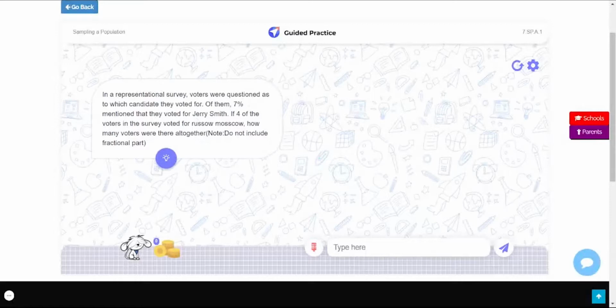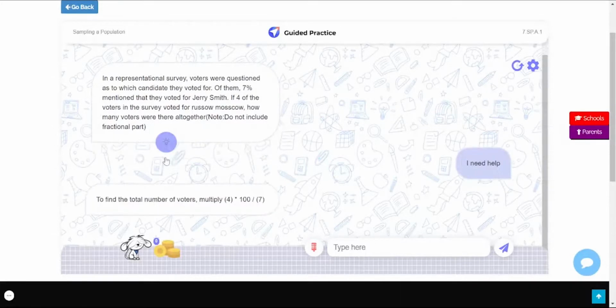The Lumos assistant reads out the question. If you are not sure of the answer and need some extra support, click on the hint button in blue over here. To find the total number of voters, multiply 4 into 100 and divide it by 7. Nice! With the help of this hint, you can try arriving at an answer. To respond via voice, click on the mic, or enter your answer in the text box here and click Submit.